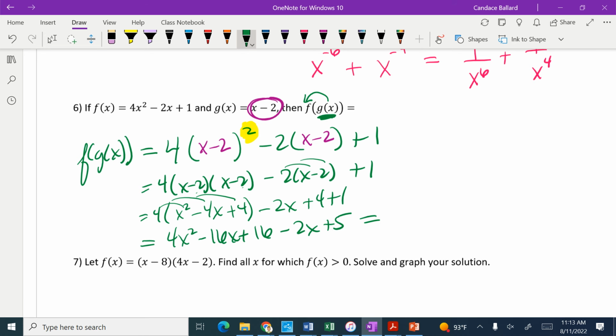I don't have to, I could wait. Doesn't matter, your choice. All right, we're almost there, you ready? So 4x squared, let's see, what's negative 16 and negative 2? Negative 18x, and then 16 and 5. 21. Okay. That's it, right? Okay. It wasn't bad, right? It's been a long time since we've done that. Really long time since we've done that.